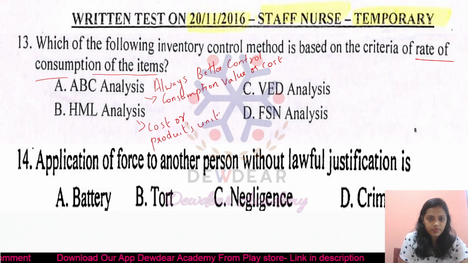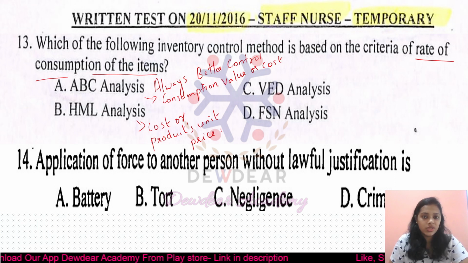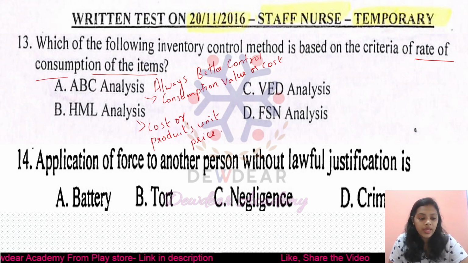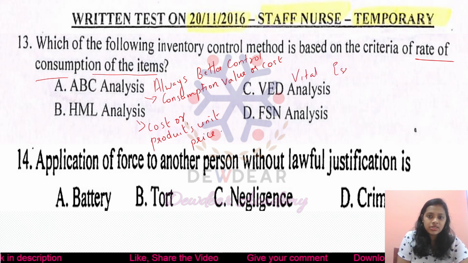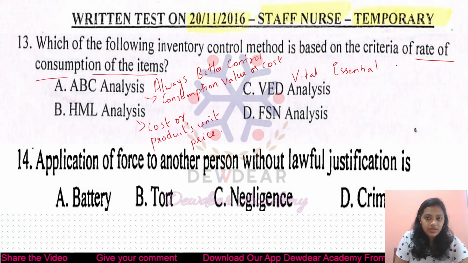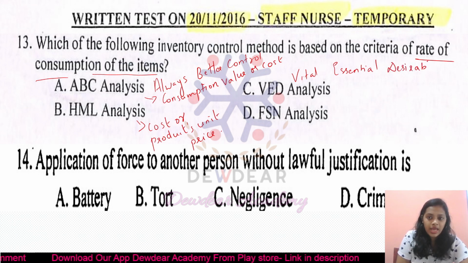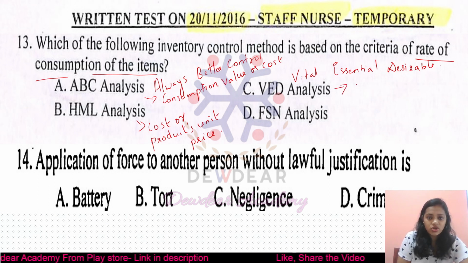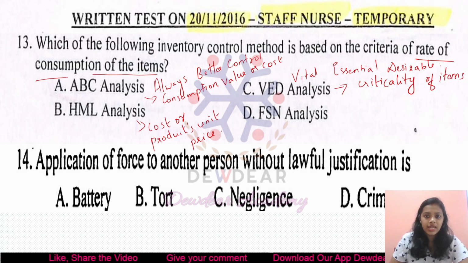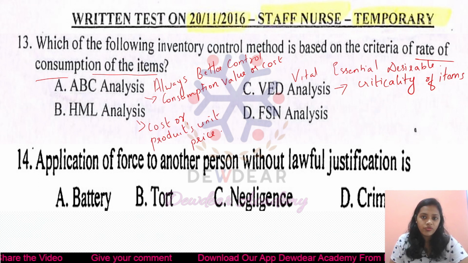Cost or product's unit price. The next option, C, given is VED analysis. VED means vital, essential and desirable. Which are the items that are vital, which are the items that are essential, and which are the items that are desirable. That is VED analysis. So this inventory control method is based on the criticality of items. VED analysis is based on criticality of items.